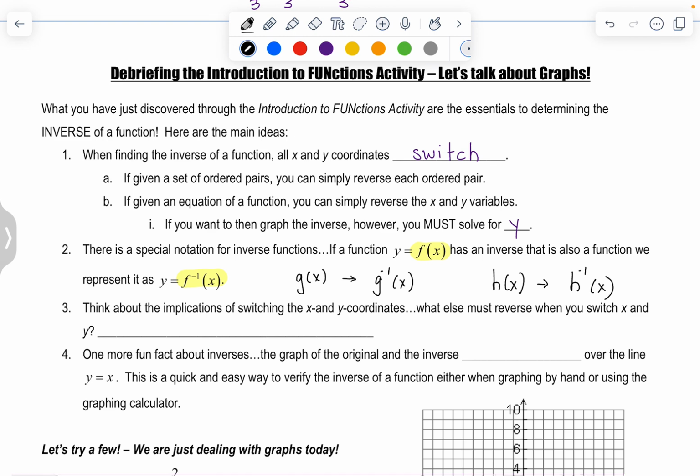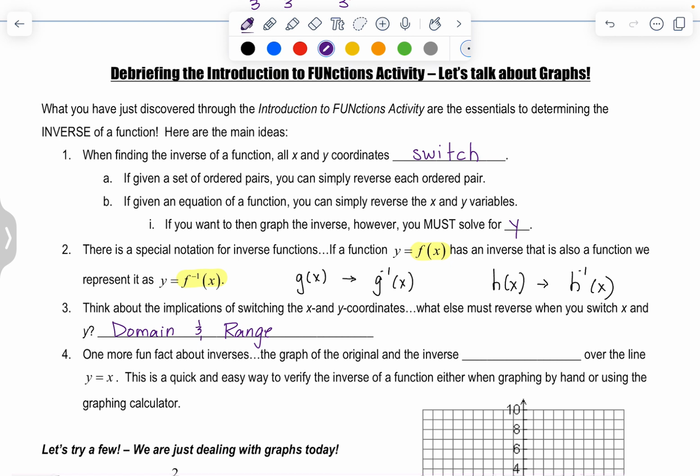Now, one of the things that you need to know, if you think about domain and range, the domain is the list of all the x's, and the range is the list of all the y's. So if the inverse changes x's to y's, then the domain and the range will switch as well. The domain of a function will become the range of its inverse, and vice versa. The range of a function will become the domain of its inverse.